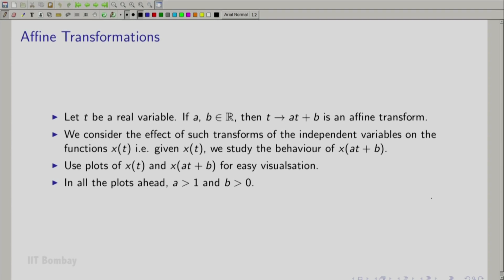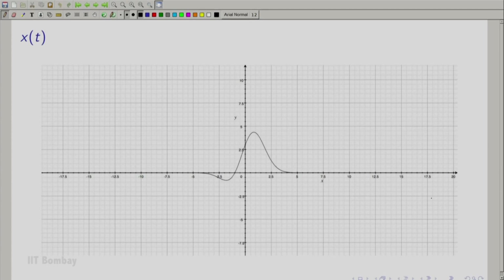In the future slides, I will show you different plots of x(t) and x(at plus b) in various stages, and in all the plots ahead we consider that a is greater than 1 and b is greater than 0. So this is the function I choose, x of t.